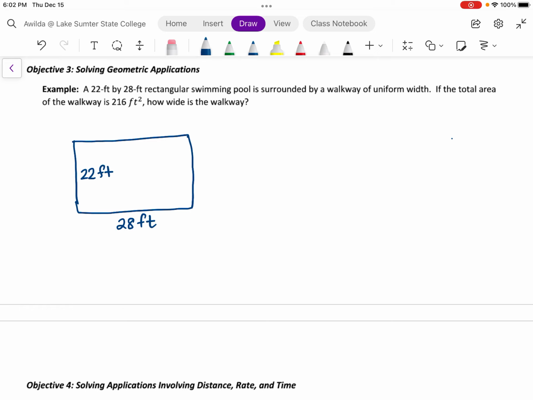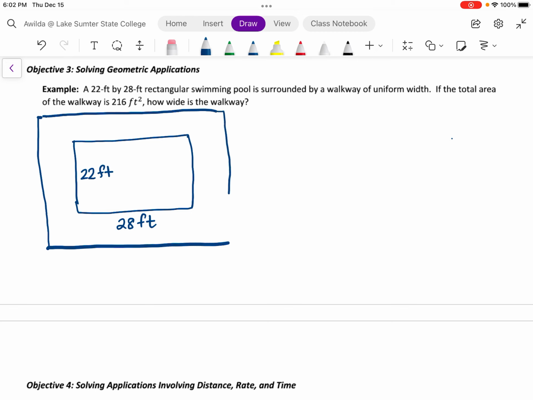Now we have a walkway that goes around the pool and it has uniform width. That means that the sidewalk, if you want to think of it as a sidewalk, is of the same width all the way around. Now we don't know what that width is, that's exactly what we're trying to find, but we can label it as the unknown quantity x. So we'll say that the walkway has a width equal to x. Now, this is true all the way around, so this will be x as well.